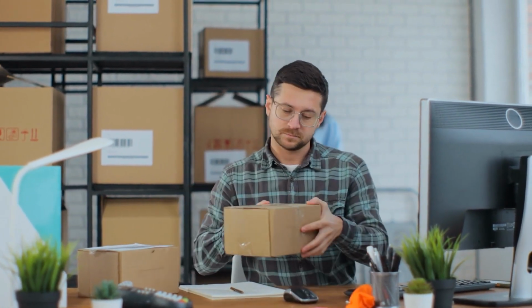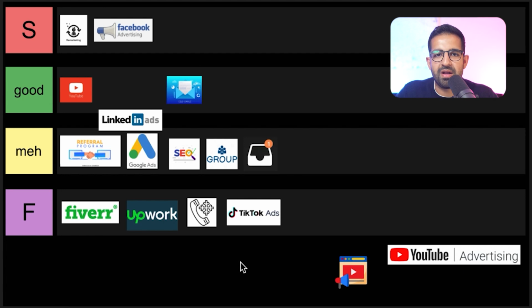B2C, it's amazing. I would put it in the S tier, right? You see tons of these e-commerce stores doing really, really well. Some of these bigger mass market info offers doing really, really well. But for B2B, F tier.